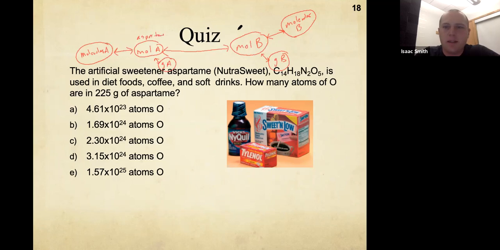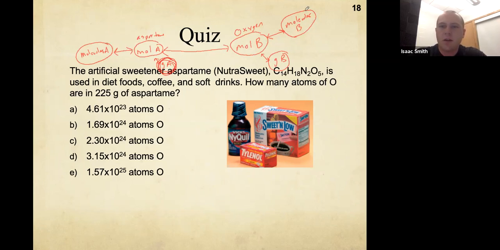We're going to call B just oxygen. Okay. So we're starting with 225 grams of aspartame, which means we're starting right here, grams of A, right? A is aspartame. So we can't convert directly from grams of aspartame over to molecules of B, right? This is molecules, or atoms if it's a single element. So it's atoms of B. Because we're starting with grams of aspartame, which is here, and we need to go to atoms of oxygen.